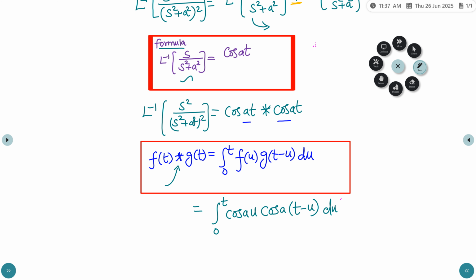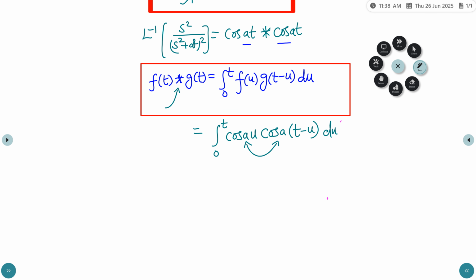First function t is replaced by u and second function t is replaced by t minus u. Now we are going to integrate this function, but here there is a product of two functions. cos au is one function and cos a of t minus u is another function. We are not able to find the integration directly because there is a product of two functions.